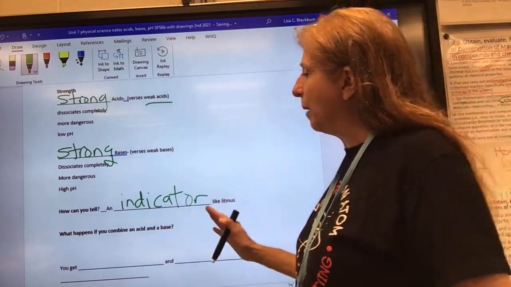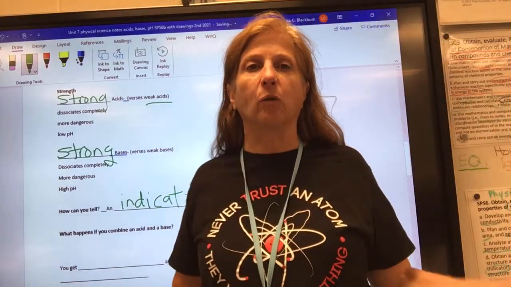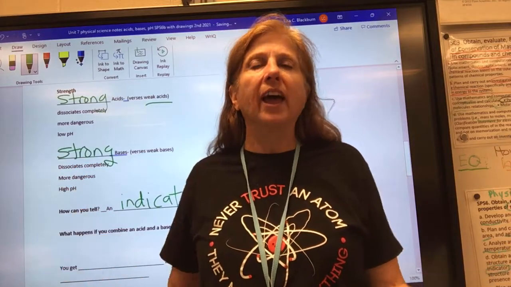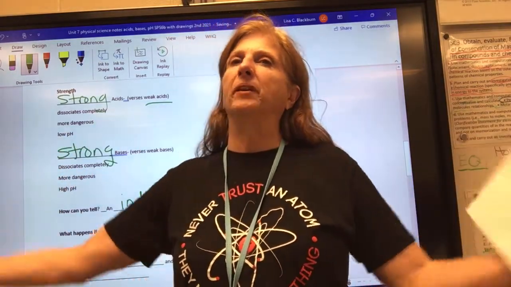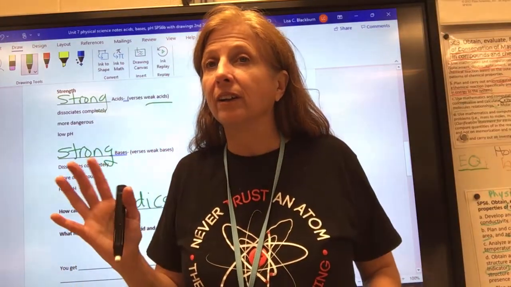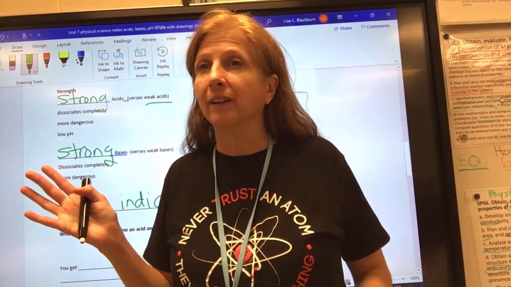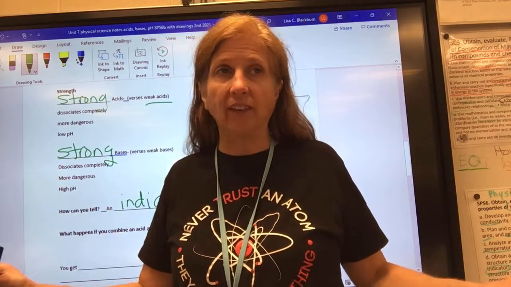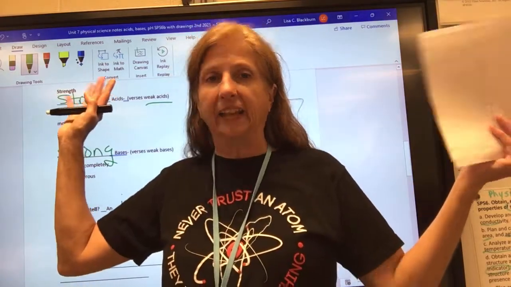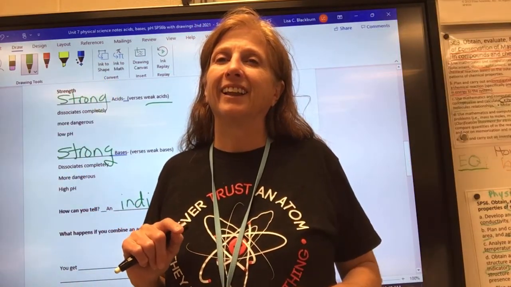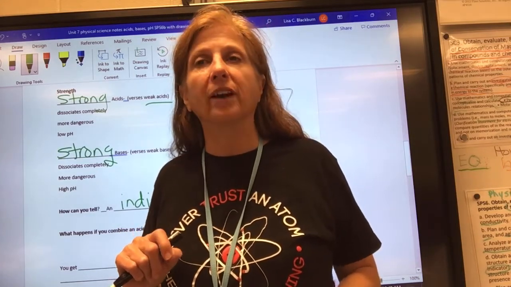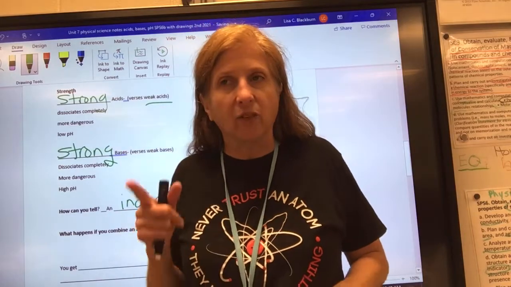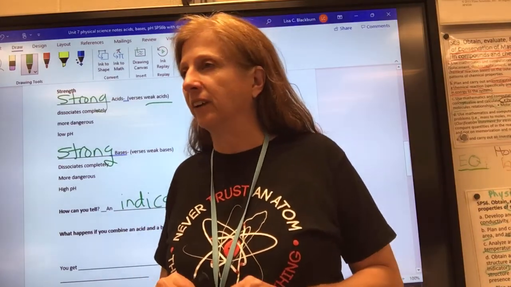Now, what do you think happens if you combine a really strong acid like hydrochloric and a really strong base like sodium hydroxide? What do you think will happen if I put them together? Any guess? Strong acid, strong base. Put them together, what do you get? A strong acid and base? Yeah. No. What else? That was a good guess. Thank you for guessing. But what's another guess?